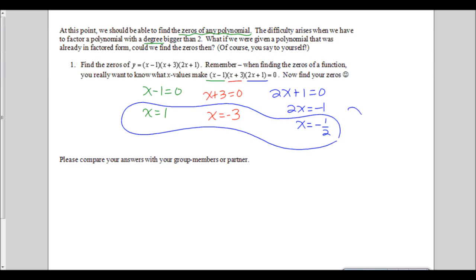We could write them separately like that, or we could write them in the curly brackets. If we write them in curly brackets, then typically we would start out and write the smallest one first, then we would write the next smallest one, and last we would write the largest. So that's another way we could express the zeros.